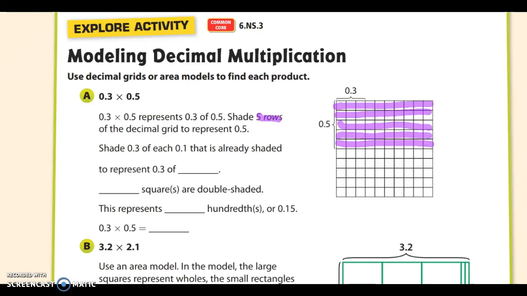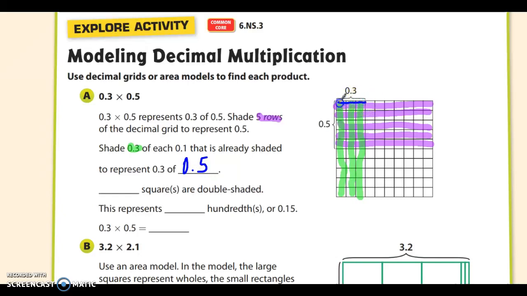And then the second part of the direction says shade 3/10 of each 1/10 that is already shaded. So basically what that means is to do these. 1, 2, 3. And you don't really have to do the whole model, because what we're looking for here is what's already double shaded. We'll finish this real quick. It says shade 3/10 of each 1/10 that's already shaded to represent 3/10 of 5/10. Blank squares are double shaded.